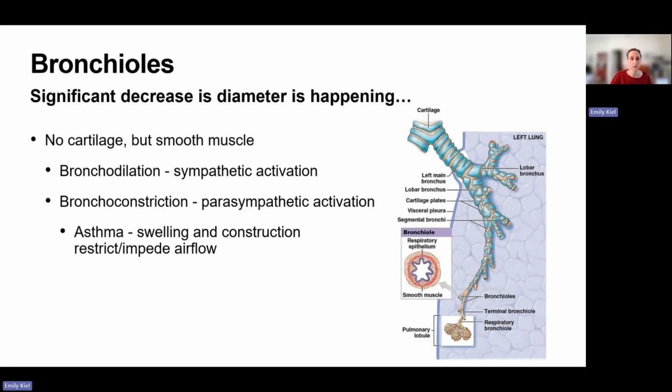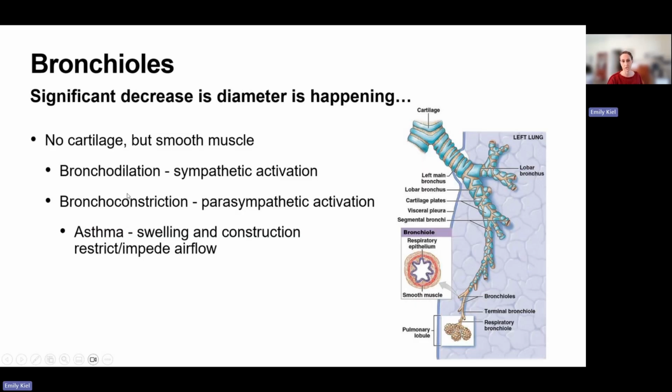So now let's look at the bronchioles. We're getting a more significant decrease in the diameter. We've gone from our main bronchus to our lobar bronchi, and then into our segmental bronchi. And these don't have cartilaginous rings, but there are little plates of cartilage there. And then from these segmental bronchi, we move into the bronchioles, where there's no cartilage, but there is smooth muscle. And this is a cross section, so you can see our respiratory epithelium, and then there is that smooth muscle, which is incredibly important because it allows for changes in the bronchial diameter.